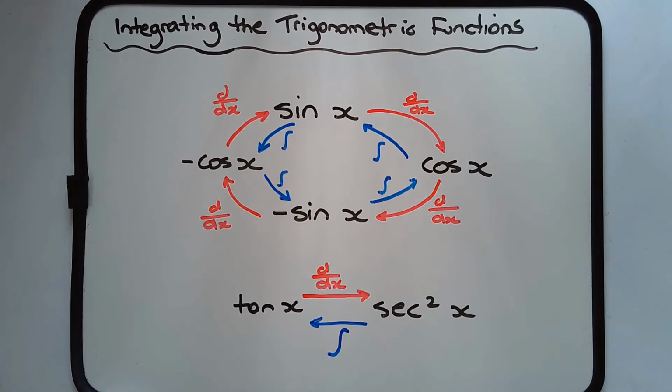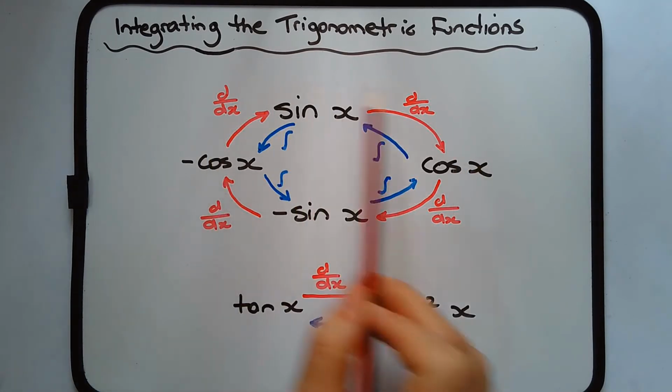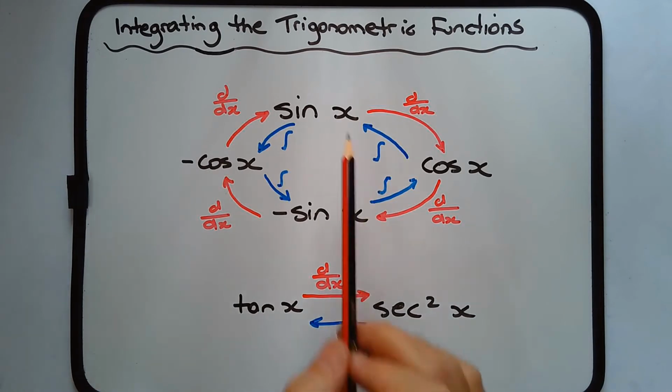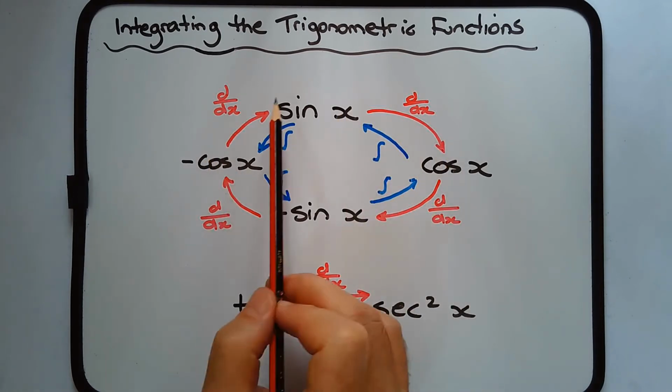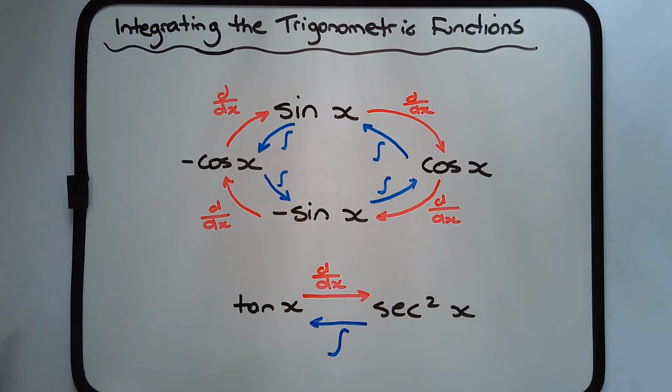One way to help remember these results is with a diagram. Arrange sine x, cos x, negative sine x, and negative cos x in a circle as shown. The red arrows represent differentiation and the blue arrows represent integration.